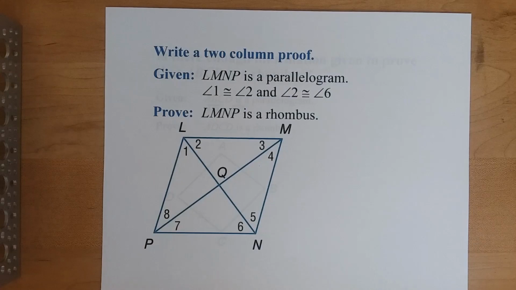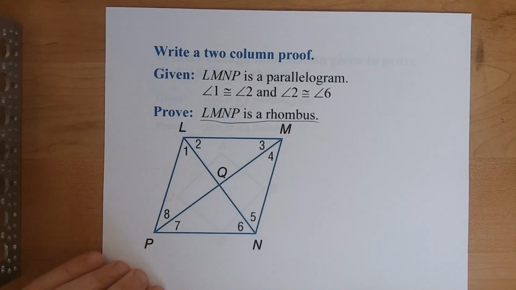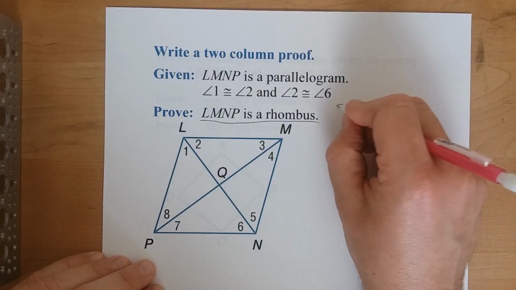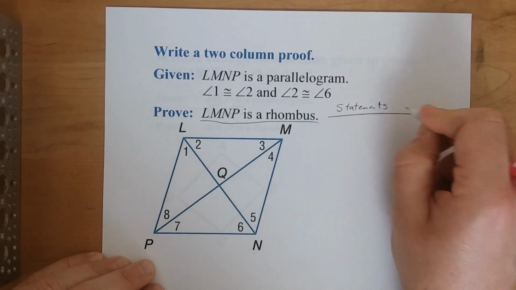All right, so let's take a look here. Could we do a two-column proof here to prove that this is in fact a rhombus, LMNP? And let's make two columns. We're going to make some statements, and we're going to make some reasons.